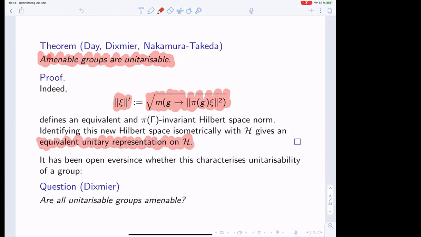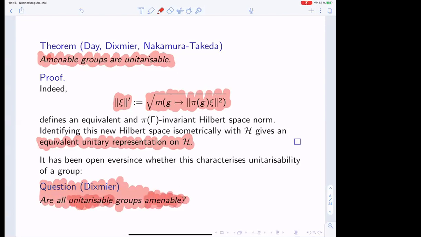Right, and now we can ask maybe a more precise question, because we have now encountered a reason why a group is unitarizable. And this question was raised by Dixmier, it's now 60 years ago at least, which asks, is unitarizability a characterization of amenability? We have seen all amenable groups are unitarizable, but is the converse true?